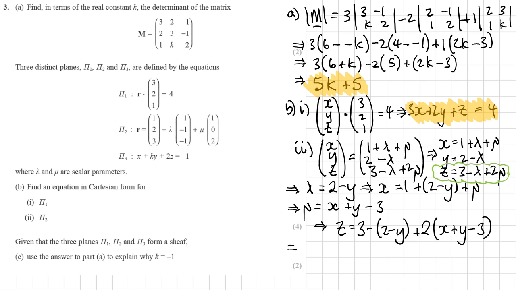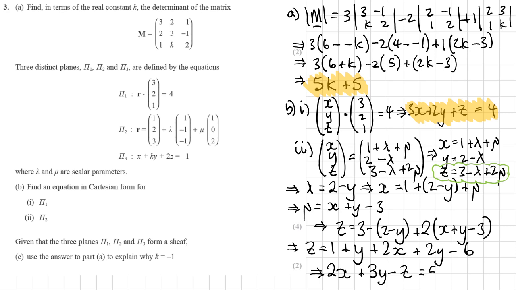If I expand the brackets and simplify that out, I'll get z is equal to 1 plus y plus 2x plus 2y minus 6. Getting it in the correct form for a Cartesian, we want that in the form ax plus by plus cz is equal to d, or minus d is equal to 0. And if I do that, I'll get 2x plus 3y minus z is equal to 5. So there we go. That is the Cartesian equation of that plane pi2.